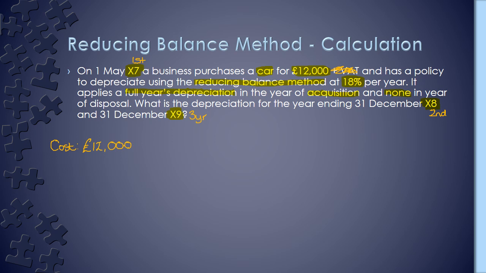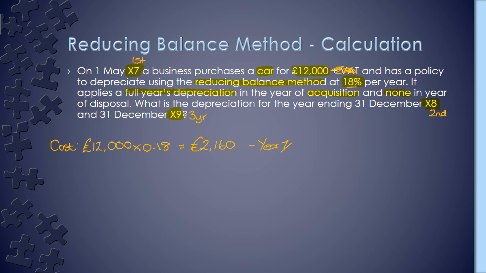Of 12,000. We're told our depreciation is 18% per year. So you work out 18%, and that will give you a depreciation of 2,160 in year 1.